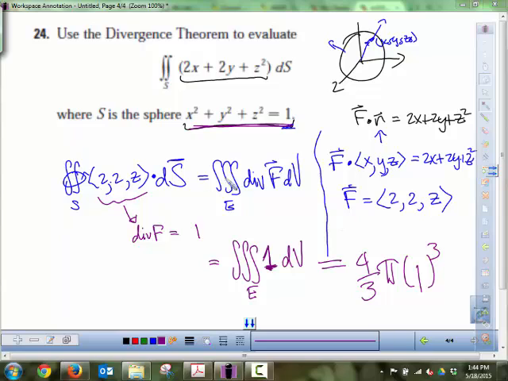But taking the div of a lot of these vector fields will simplify your vector field a lot, make it into a scalar. And so a lot of times that will come in handy.